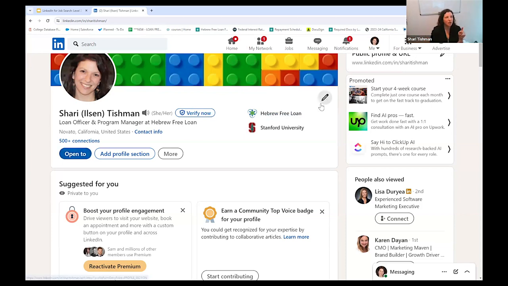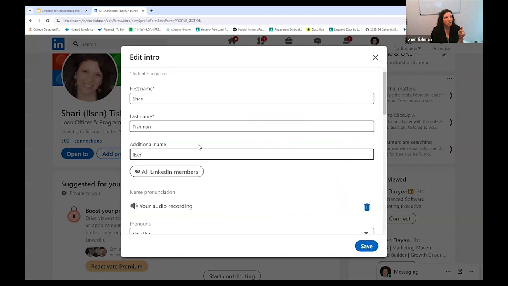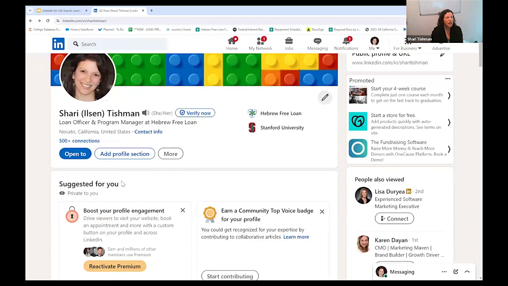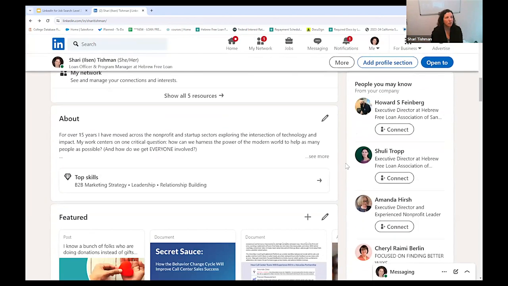Okay. Put it right there because that's what shows up in search results. So don't just say that you're looking for a new job. Say what type of job you're looking for and what your qualifications are. It all has to be in like one sentence. So you can do some wordsmithing, but yes, it should be in your headline. And then it should be in more detail in your about section.